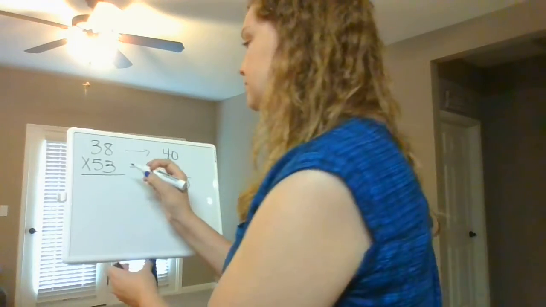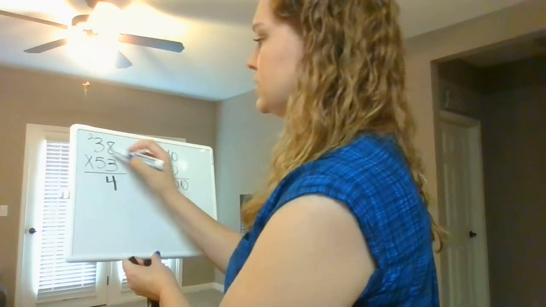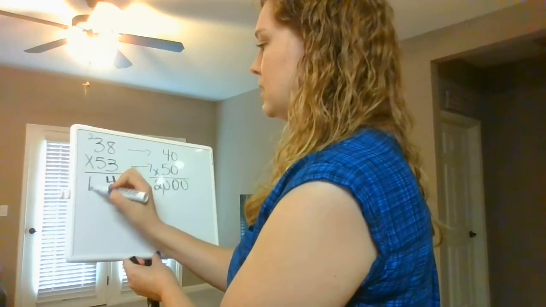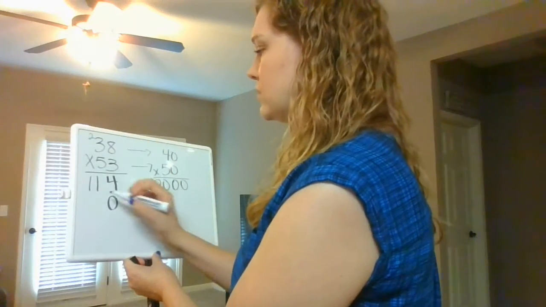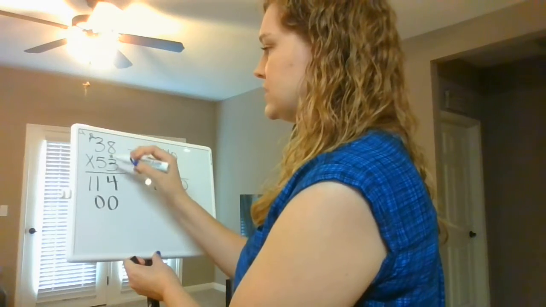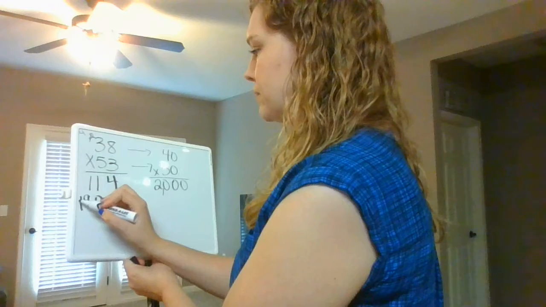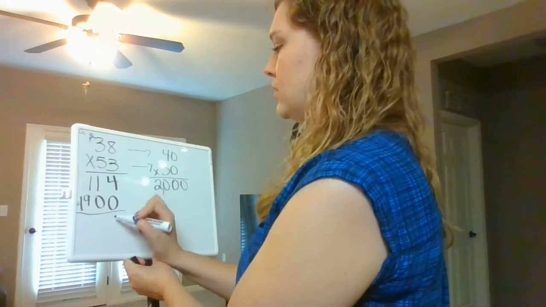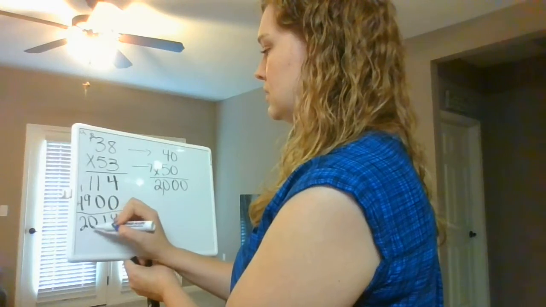8 times 3 is 24. Carry the 2. 3 times 3 is 9 plus 2, 11. Put my 0 here. 8 times 5 is 40. Carry my 4, but I'm done with that too. 3 times 5 is 15, plus 4 is 19. Ran out of room. So I have 4, 1, 10, 2.